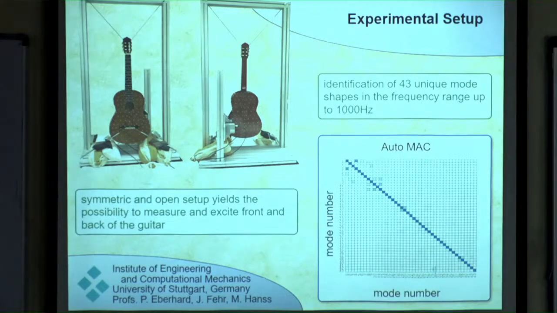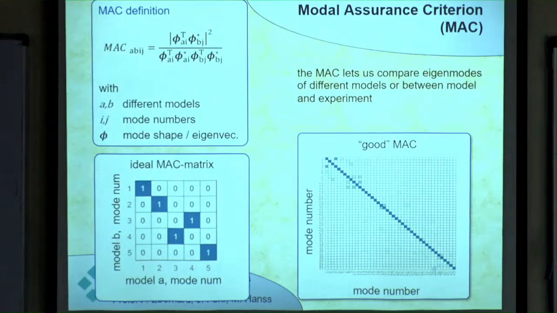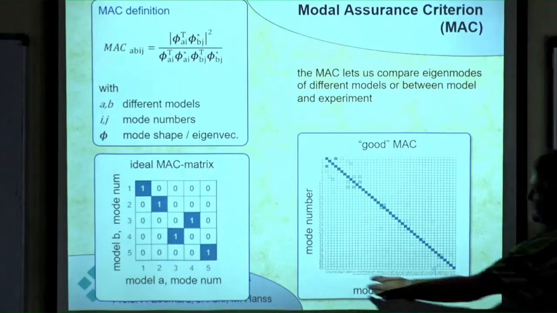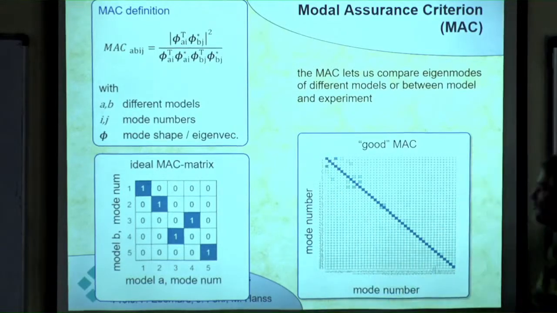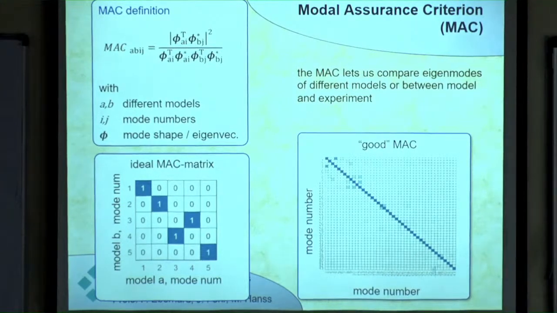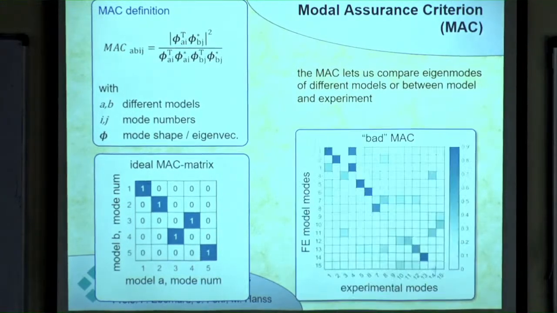So then we were able to compare something like this, and now we tried to compare the measured eigenfrequencies and forms with the computed, the simulated ones. We used a modal assurance criterion for the comparison, which is comparing eigenvectors somehow. And you get a matrix, and a good matrix should look like the lower one. It should be a diagonal matrix. This means that the computed modes and the measured modes are in very high agreement. So what we received was something like this.